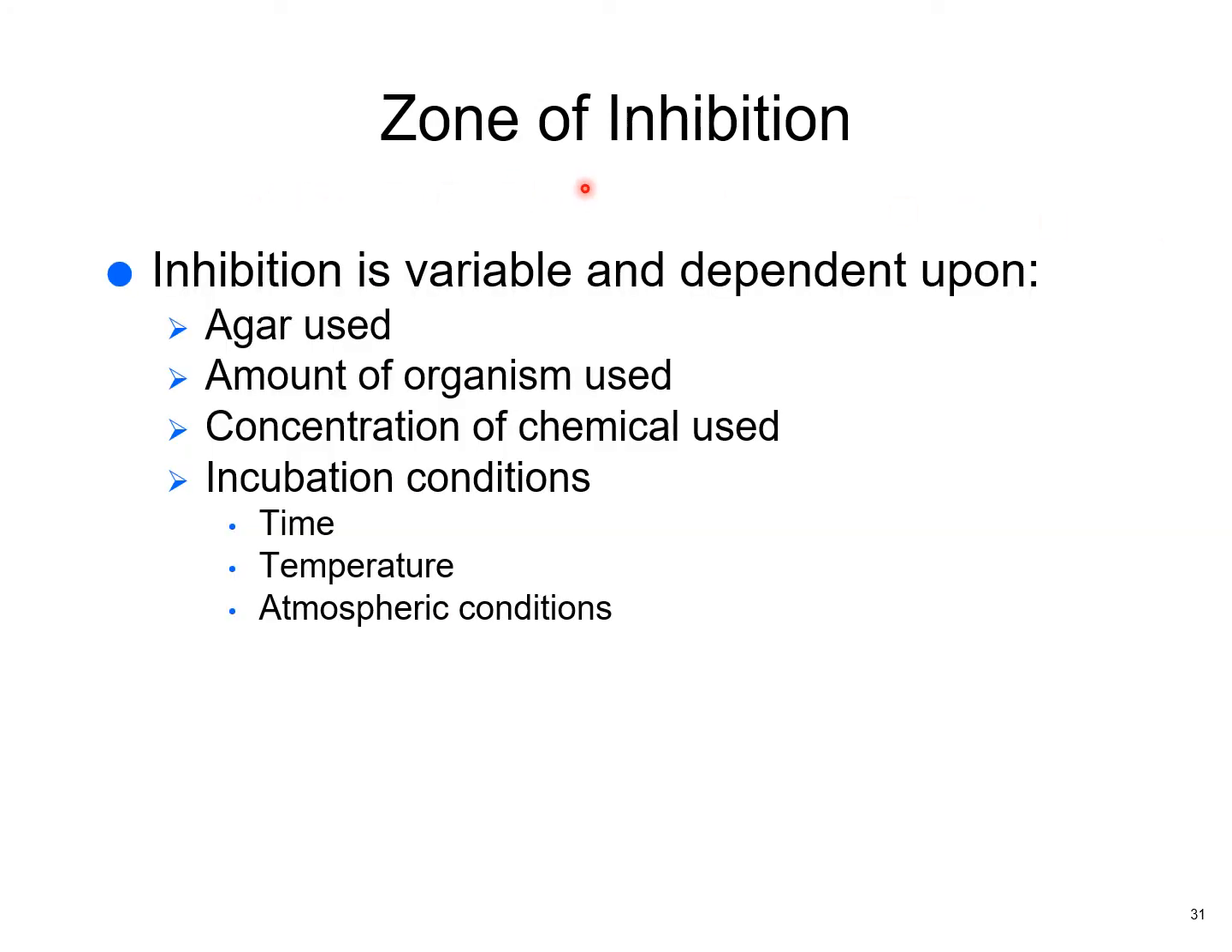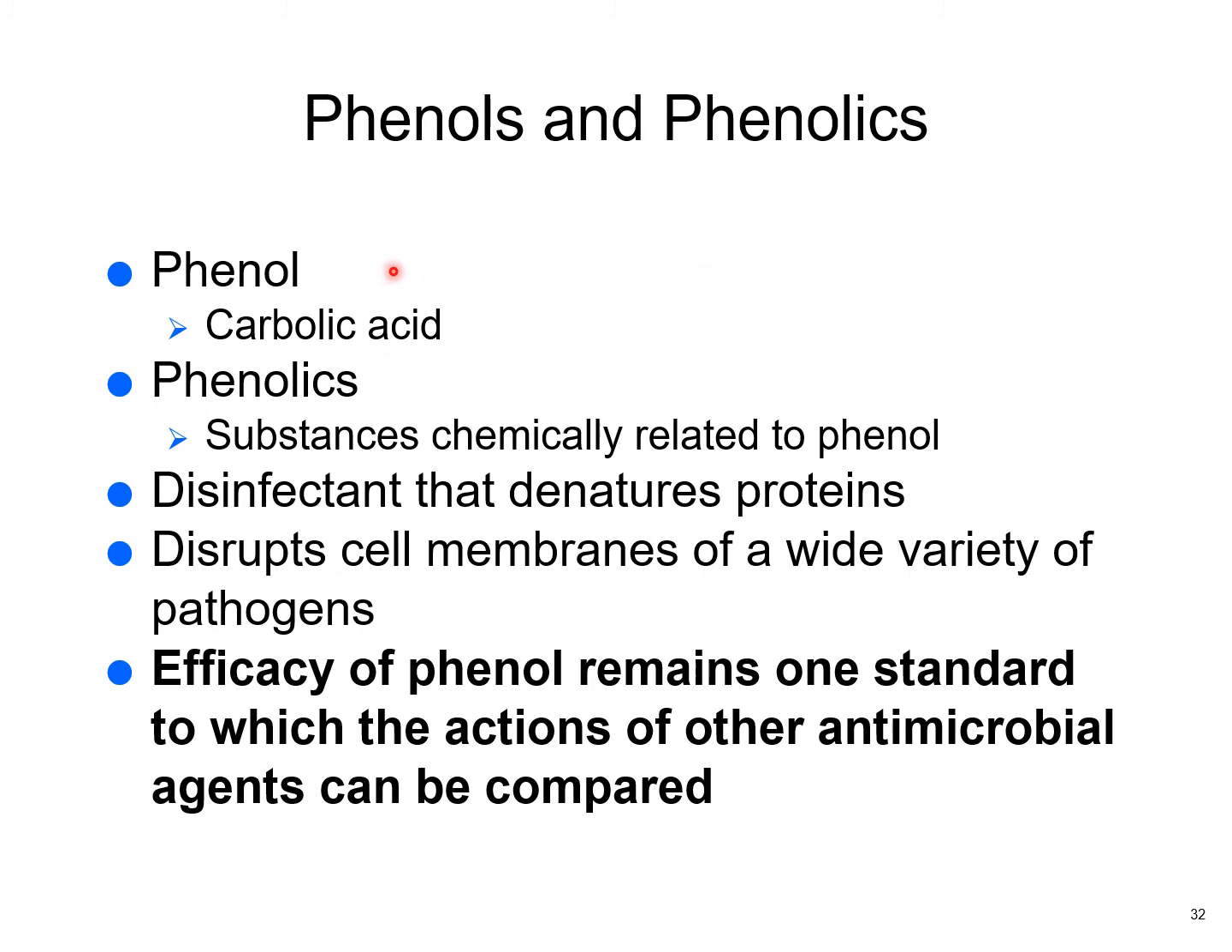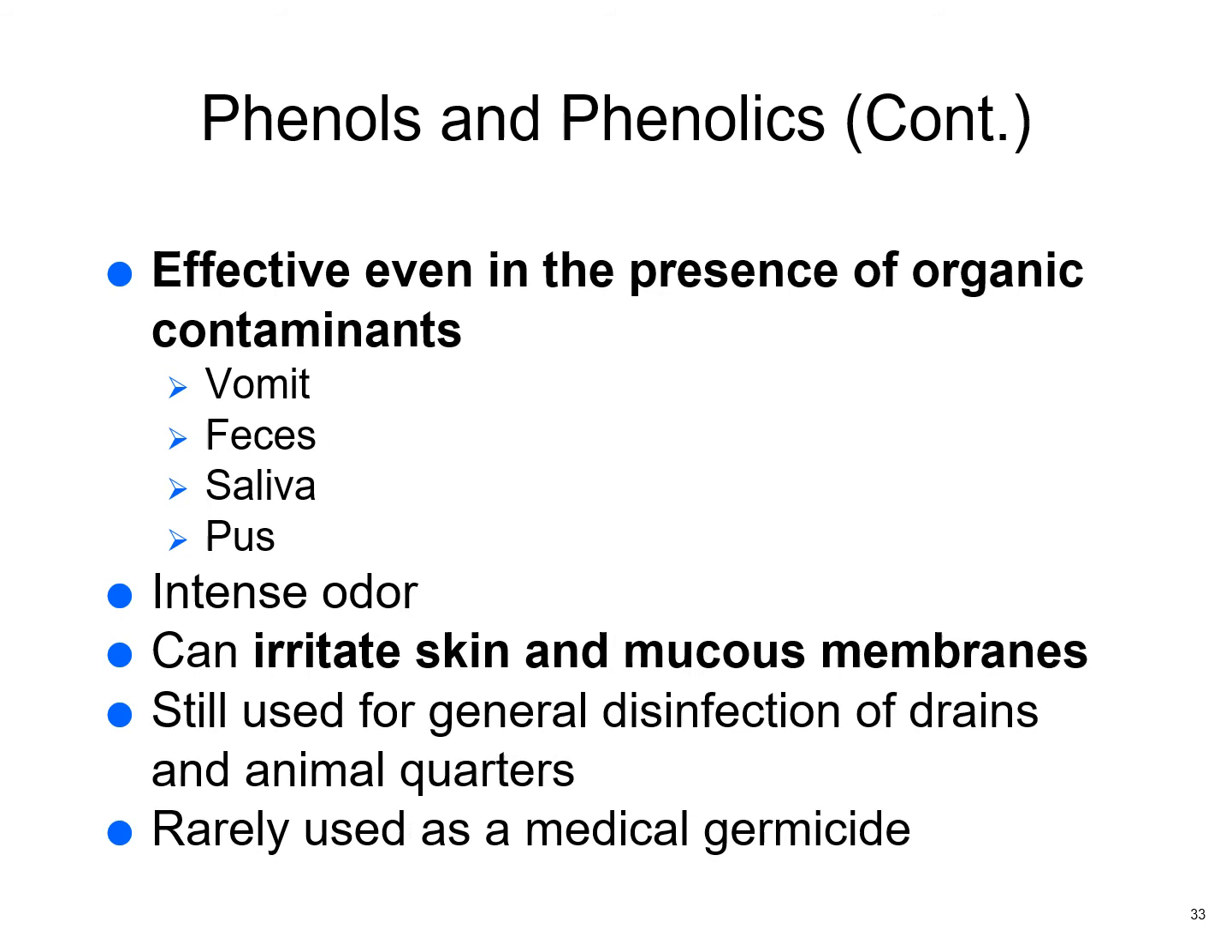Okay, and that was your zone of inhibition, and it just depends on chemical use, organism use, and then how long you incubated it and in what conditions. Okay, phenols, carbolic acid, they disrupt cell membranes of pathogens, and all other disinfectants are compared to this one. They kill stuff even in the presence of vomit, feces, saliva, and pus. Sounds like a great thing. They have a very harsh odor, intense irritation to skin and mucous membranes.